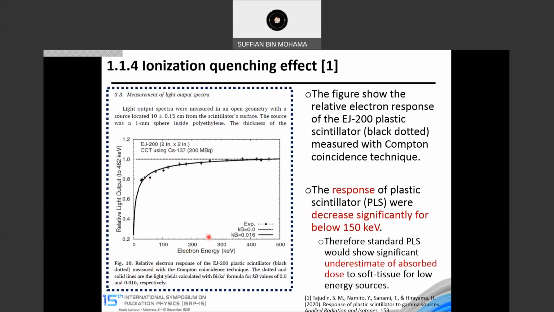So this is an example of a figure showing the ionization quenching effect, which is from our last year publication in the Journal of Applied Radiation and Isotopes. This figure shows the relative electron response of the EJ200, a standard plastic scintillator, where we measured the electron response with the quantum coincidence technique. We can see from this figure that the response, or the relative light output, of plastic scintillator will decrease significantly below about 150 keV. Therefore, a standard plastic scintillator should show significant underestimation of absorbed dose to soft tissue for low energy sources.